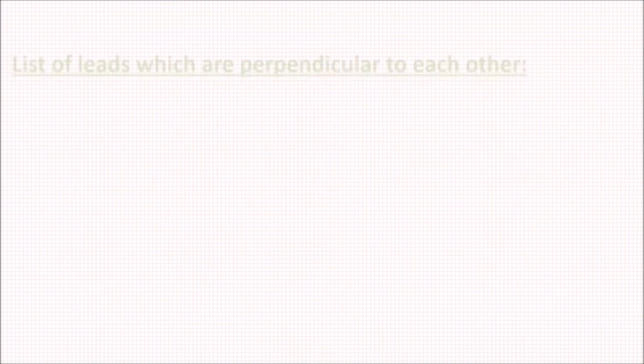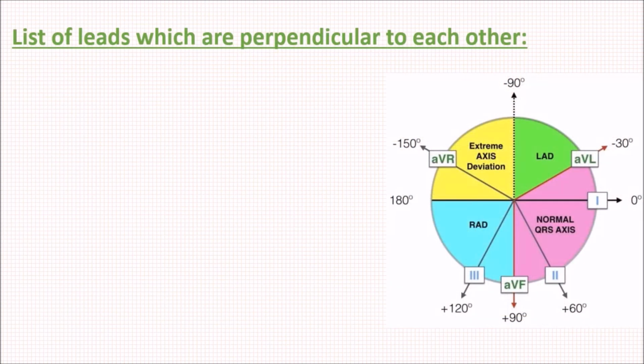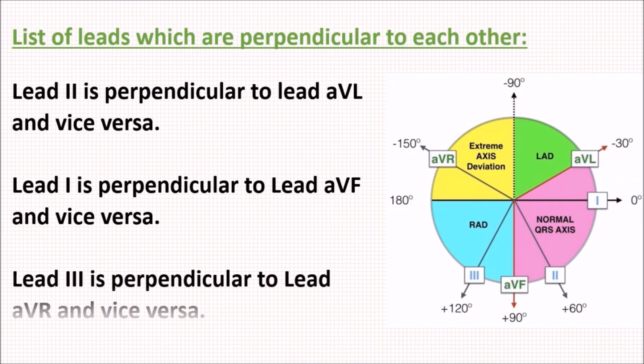This is the list of leads which are perpendicular to each other. Lead 1 is perpendicular to lead AVL and vice versa. Similarly, lead 1 and lead AVF are perpendicular to each other. And lead 3 and AVR are perpendicular to each other.